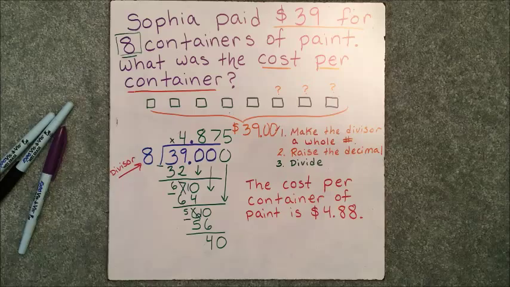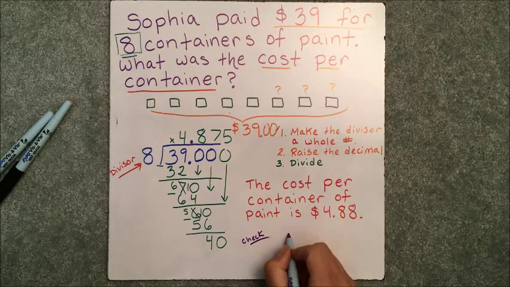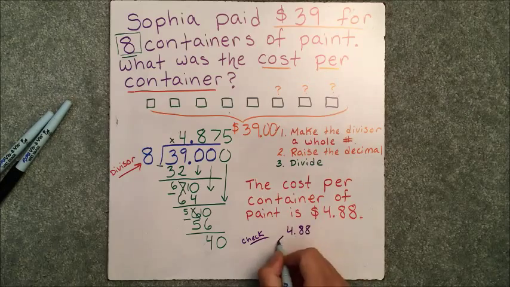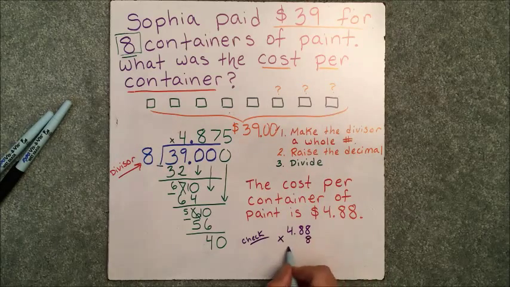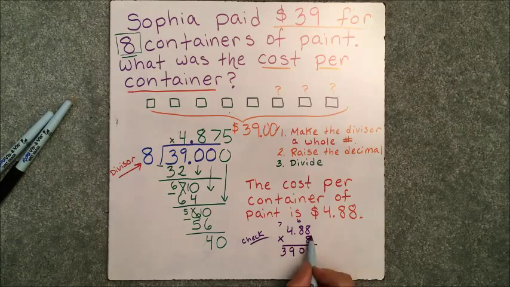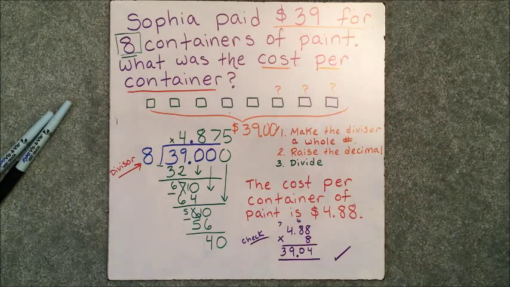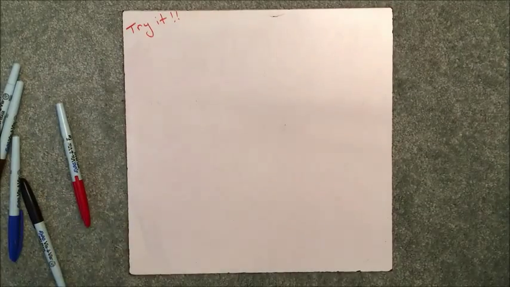And it's a good idea to always check your work at the end. It's a really easy check with division because the inverse operation is to multiply. So if you multiplied your price per container times the number of containers, you should get that total amount, which is correct. Let's try another one.